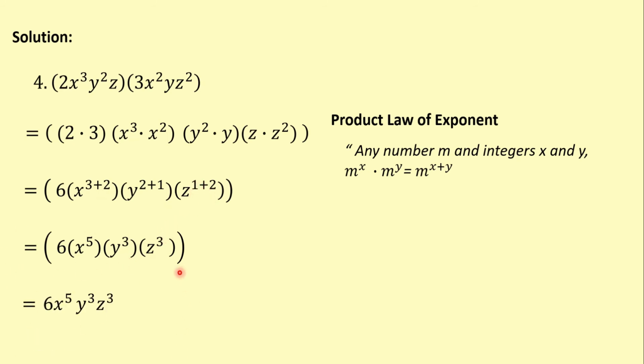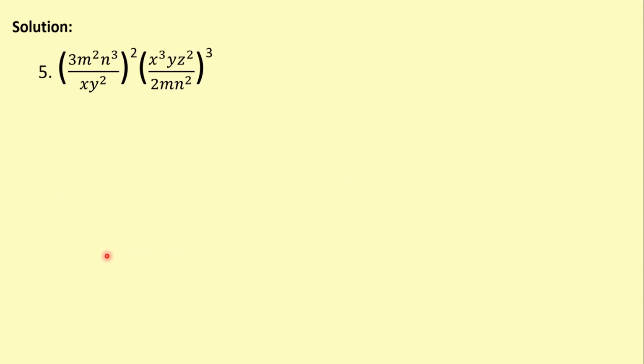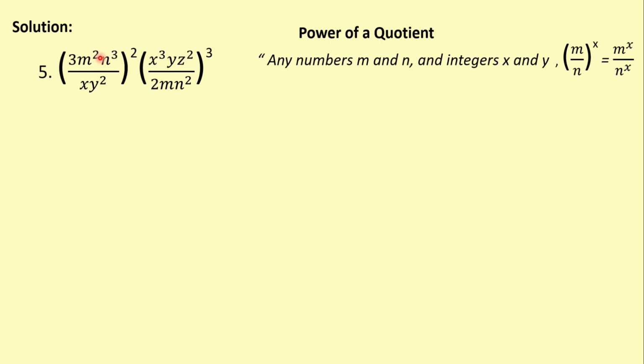And lastly, for number 5, 3m squared n cubed over xy squared, to the power of 2, times x cubed y z squared over 2mn squared, to the power of 3. Okay. So, first, apply muna natin dito yung power of quotient. So, alam na natin to. I-distribute lang natin itong mga exponent dito.